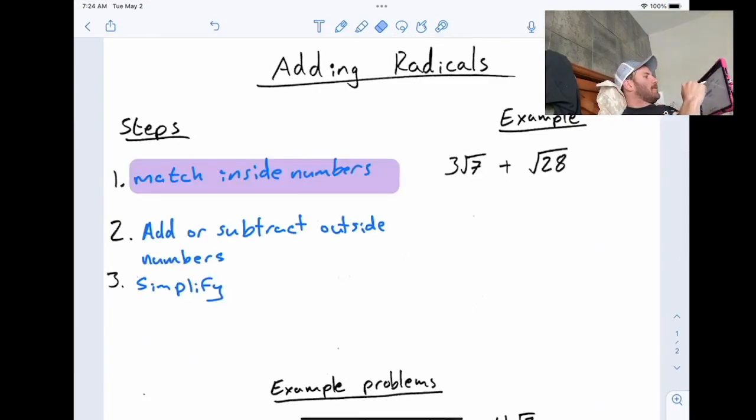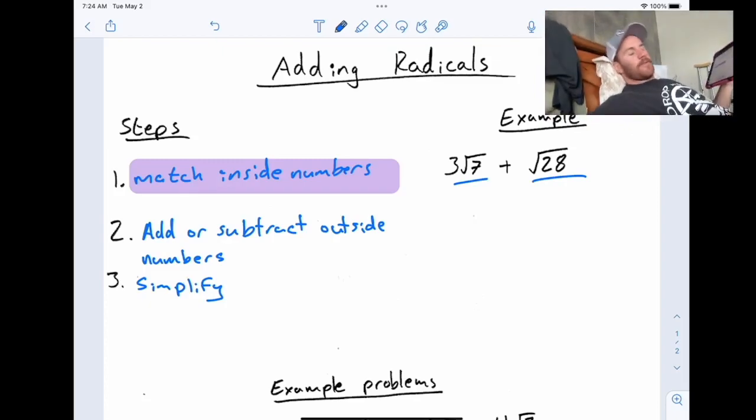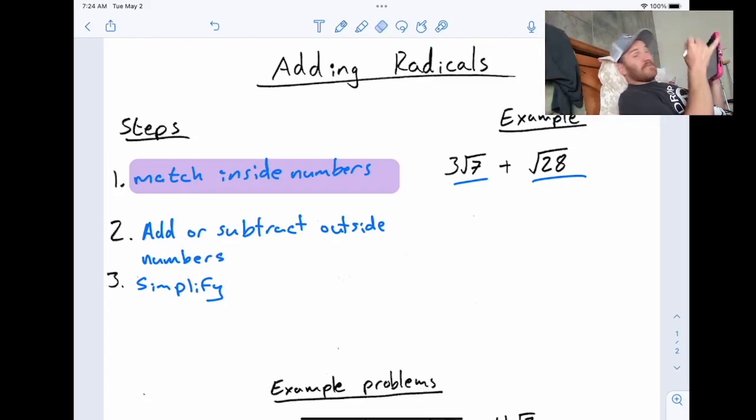All right, so what you'll see here is our first step is to match the inside numbers. Okay, well, how do you match up radicals? Well, you can simplify them, really. Now, sometimes you have to simplify just one. Sometimes you have to simplify both to really get them to the same value, right, to the same number. And sometimes you don't have to simplify at all. It's really nice. But in this example, we do have to simplify them.